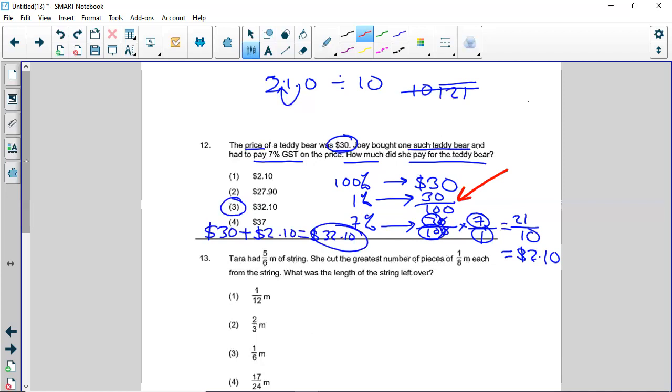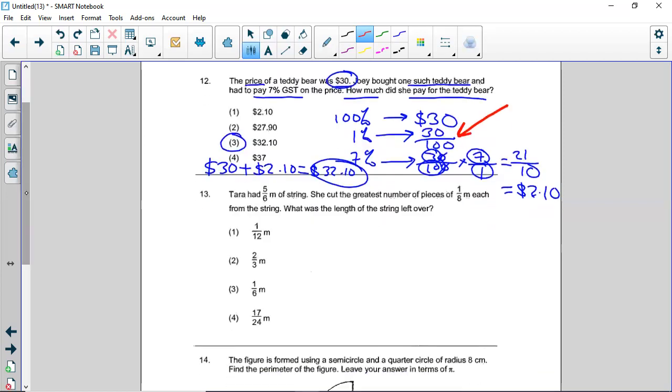Okay, question 13. Tara had 5 over 6 meter. She cut the greatest number of pieces of 1 over 8 meter each. So what was the length of the leftover string? All right, this one you have to be very careful. Most of you must have divided, which is correct. You take the whole string and you divide by 1 piece, which is 1 over 8 meter, to get how many pieces? All right, let's divide.